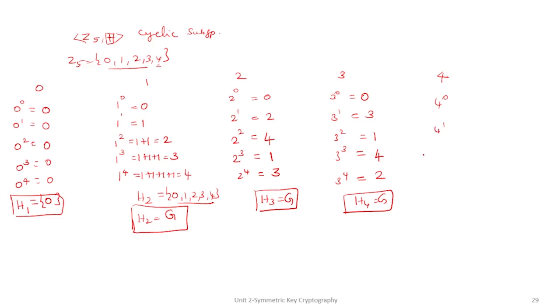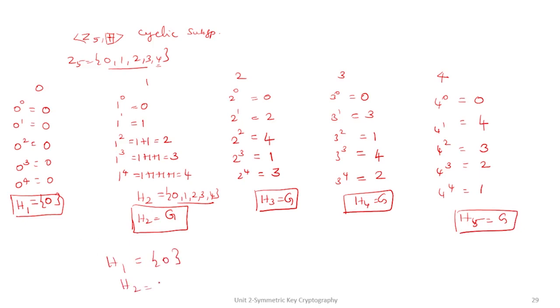Then if you do the same addition operations for the number 4, the values are 0, 4, 4 plus 4 is 8, 8 mod 5 is 3, and 3 times 4 means 4 threes are 12, so the answer is 2, and 16 means the answer is 1. So H5 also contains the group as G. So totally only 2 subgroups are available. The first subgroup is 0 and the second group is G.